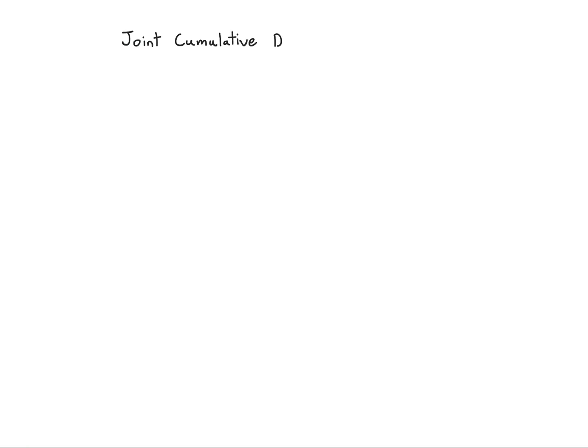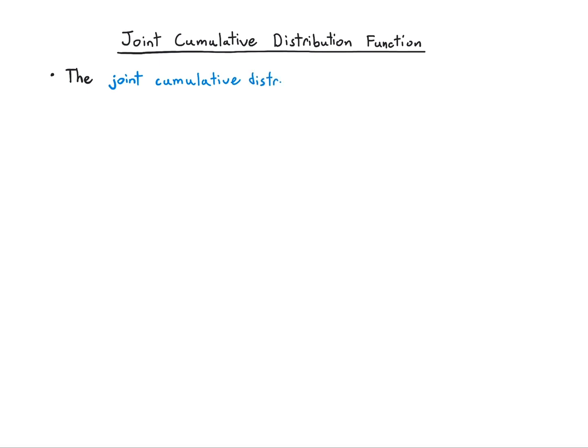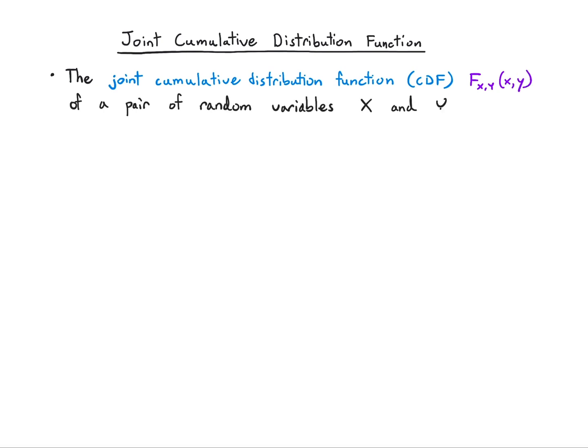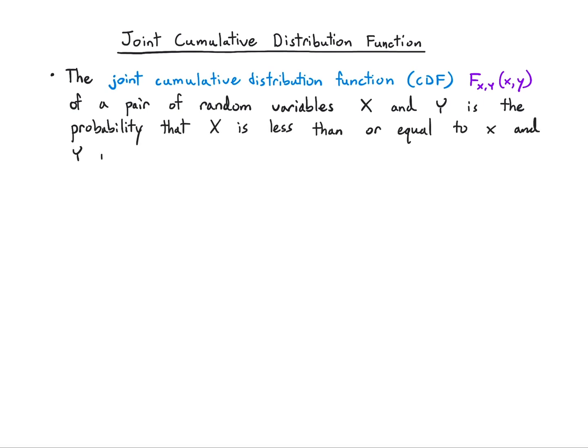Okay, so the joint CDF for two random variables. What we're going to do is take the CDF and make it a joint function, the joint CDF. The notation for it is capital F of x, y, of a pair of random variables X and Y. What it tells us is the probability that X is less than or equal to the value little x and Y is less than or equal to the value little y.